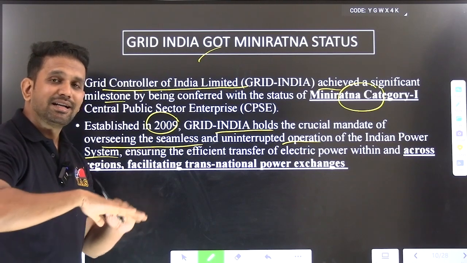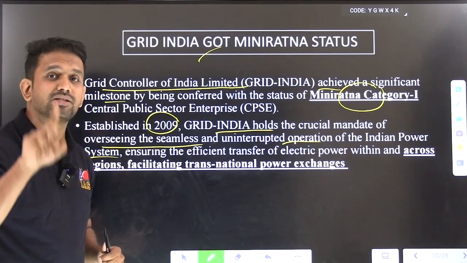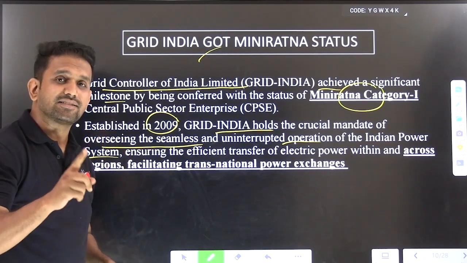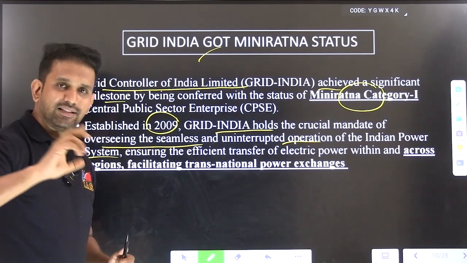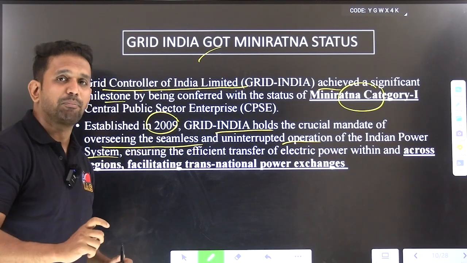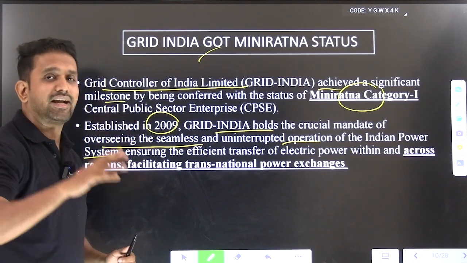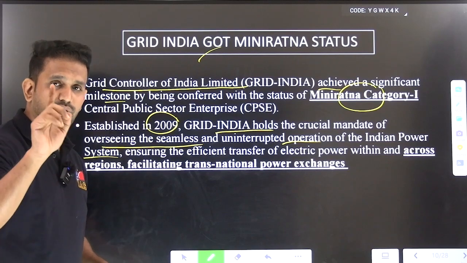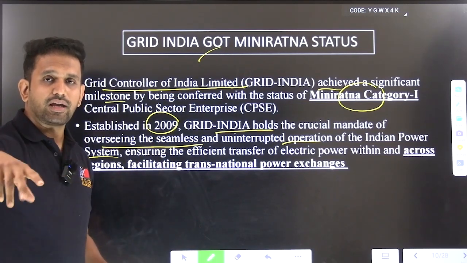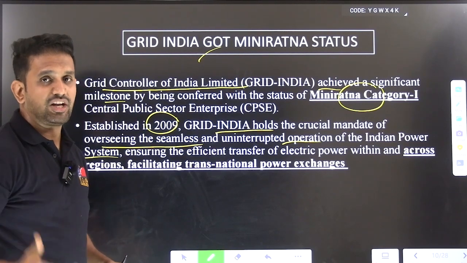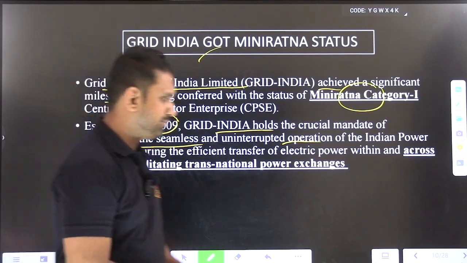Does it take care of only domestic or international? It will take care of international power exchanges also. If we want to give power to Bangladesh or Bangladesh wants to give us, is a power exchange happening or not? Yes, it happens. So in this case also, Grid India is the primary body that will look after it. In the examination, they may twist this and say that Grid India does not look after transnational power exchanges, which is wrong. It looks after it.